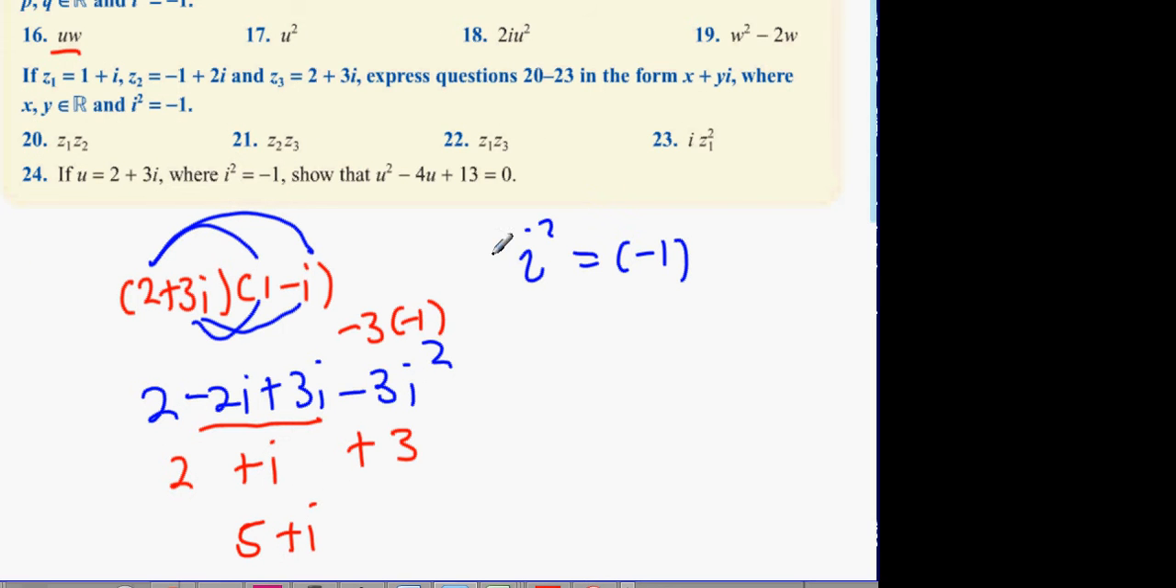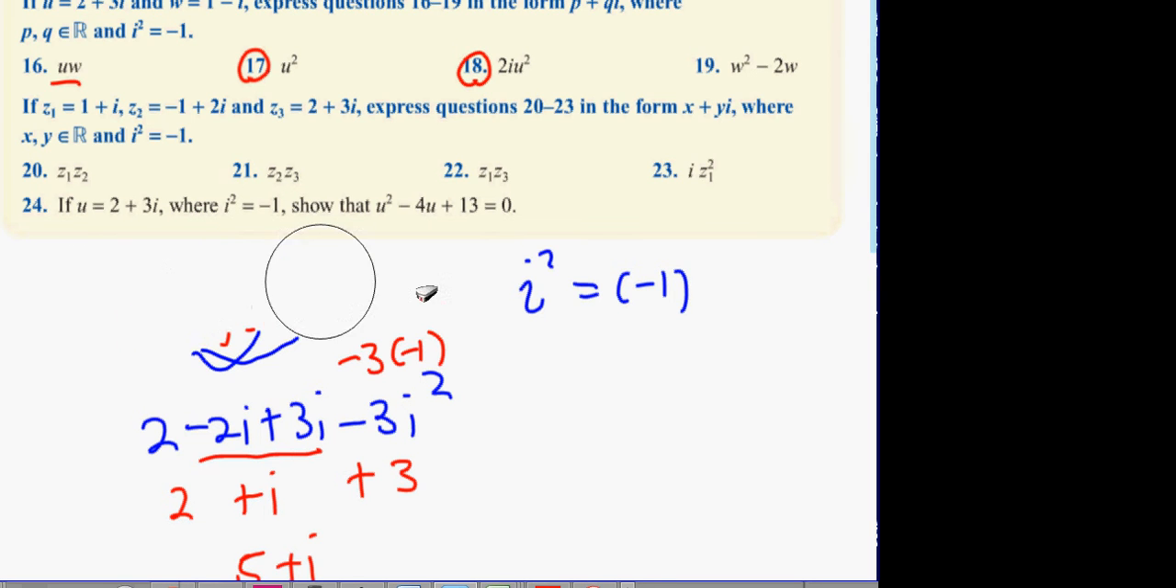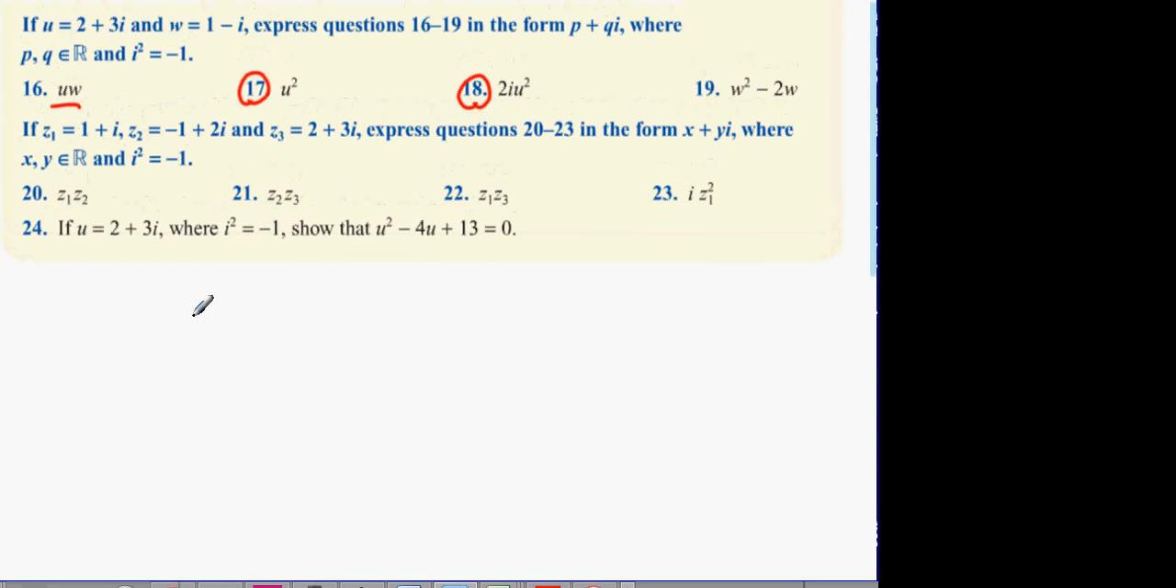Okay? Moving on, number 18 is a tough one. So I'll do number 18, which is now. As it turns out, to do number 18, we also have to do number 17. So I'll do 17 first, then I'll show you the answer to 18. So for number 17, what I ask you to do is this. It says u squared. U squared is (2 plus 3i) squared.